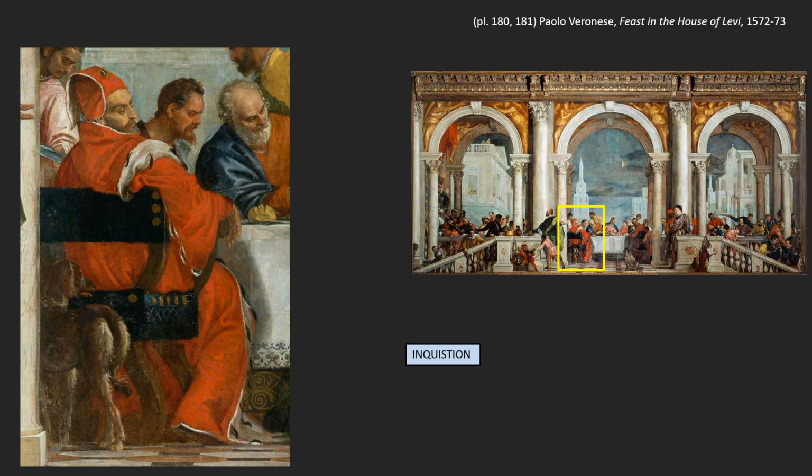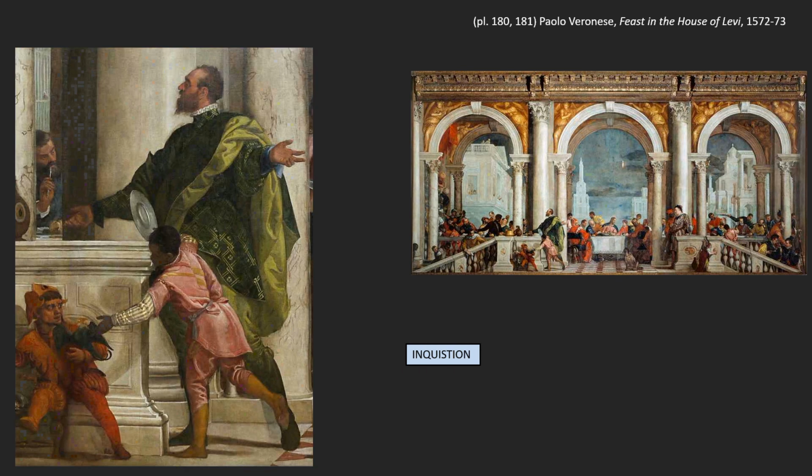So if art is supposed to be accurate, proper, inspire piety, clear, what are these other figures doing there? By the way, there's the dwarf. Exactly. He's confusing the scene.